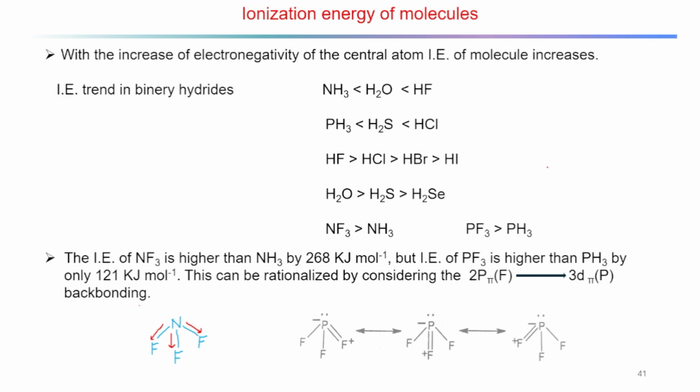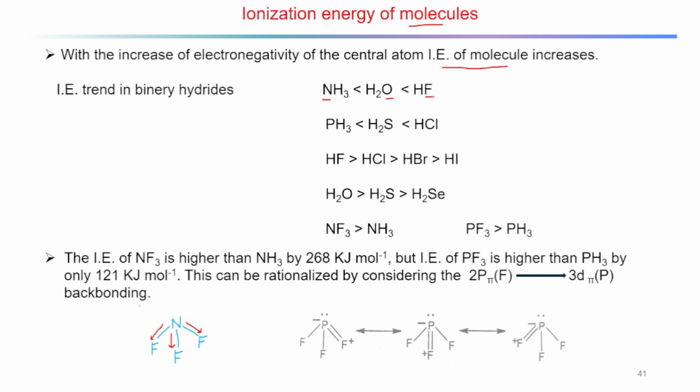Now we will briefly discuss the ionization energy of molecules. So till now we have seen the ionization energy of atoms. Now we are going to consider the ionization energy of molecules. So with the increase of electronegativity of the central atom, the ionization energy of molecules increases. For example, if we see the trend in the binary hydrides, we have nitrogen as a central atom, then oxygen, and then fluorine.